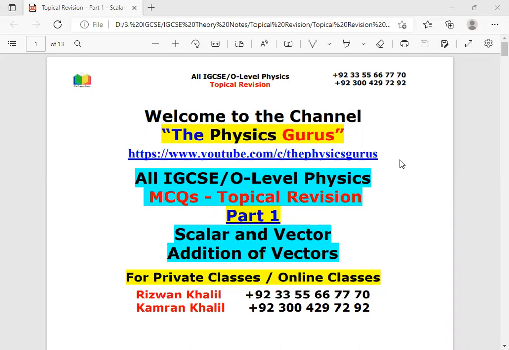In part 1 of MCQ topical revisions, we will discuss the MCQs related to scalar and vector quantities as well as addition of vectors. There are four different methods to add vector quantities, so we will discuss those methods one by one. So let's start the revision.